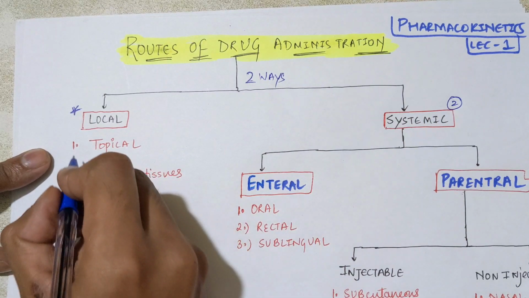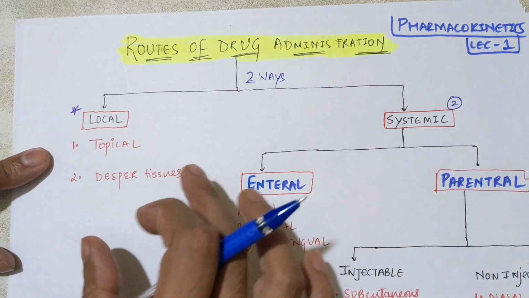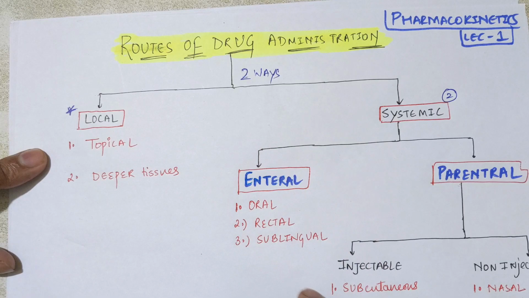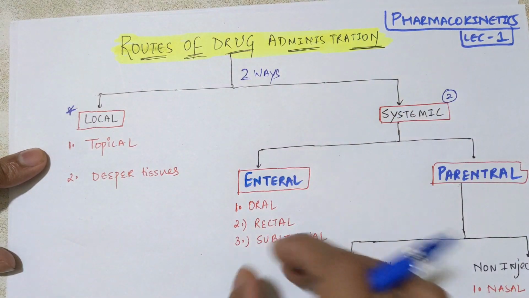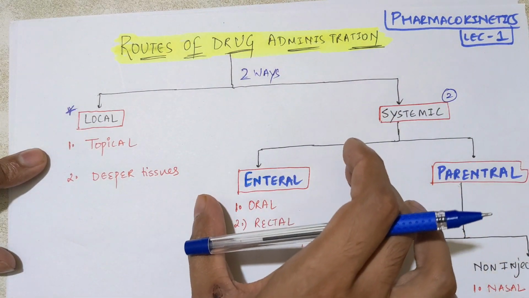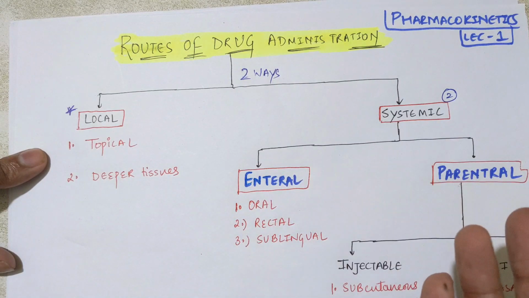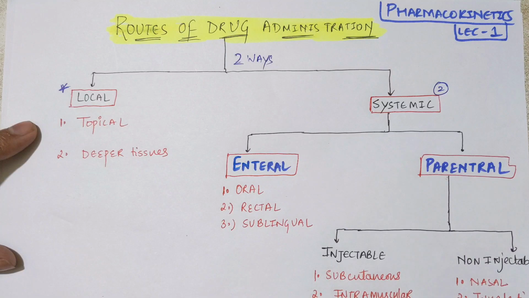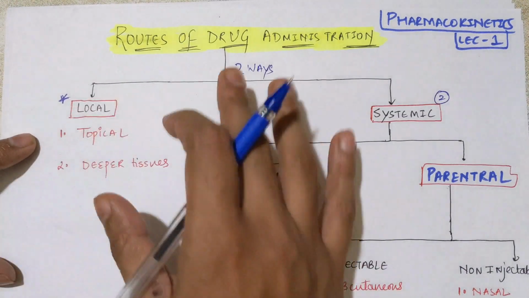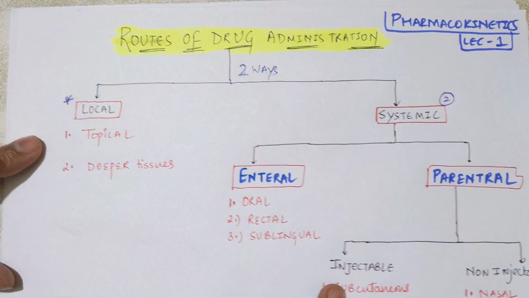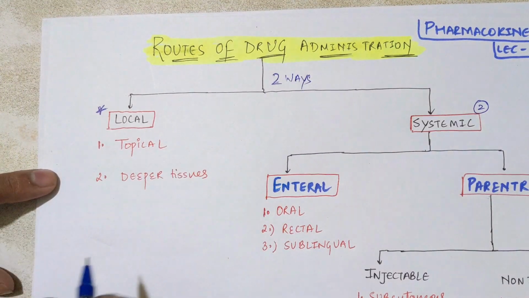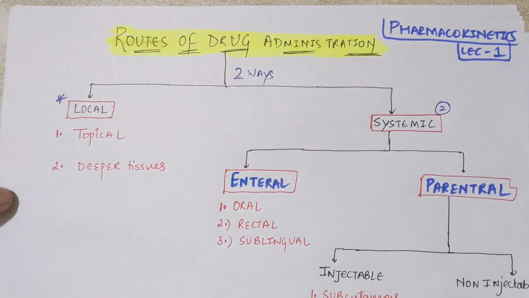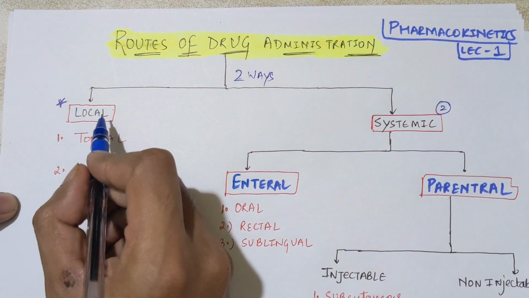In this video we'll be discussing only the basics, the routes, and in the next video we'll take each route in detail: the advantages, disadvantages, and the common drugs which you give orally, rectally, intravenously. In this video we're discussing this chart. So first of all, let's start with the local pathway.